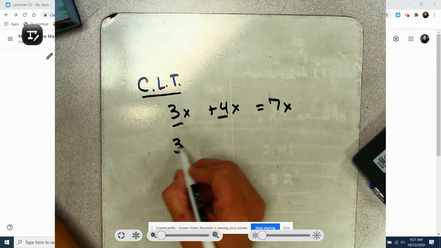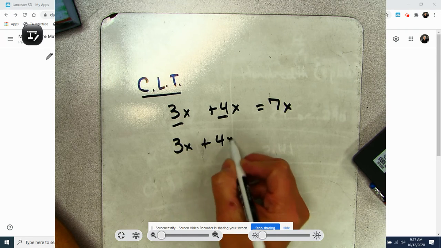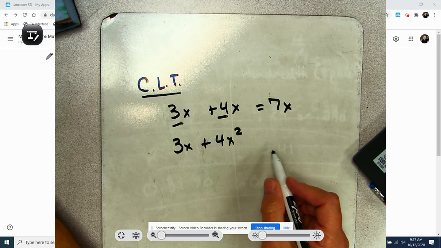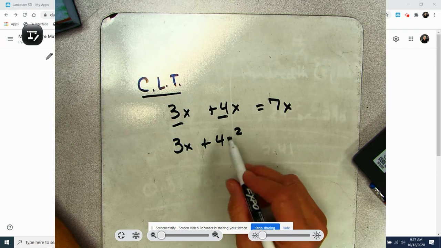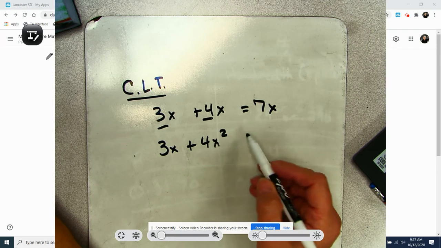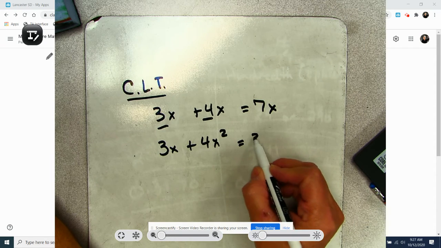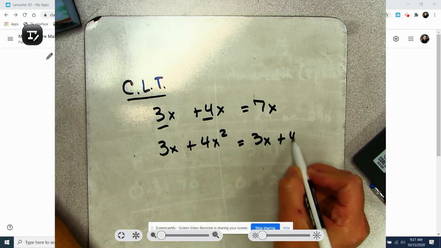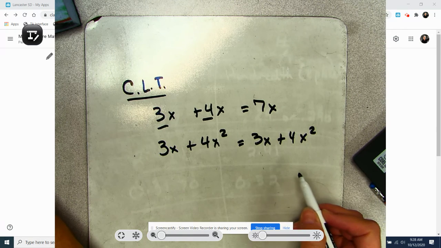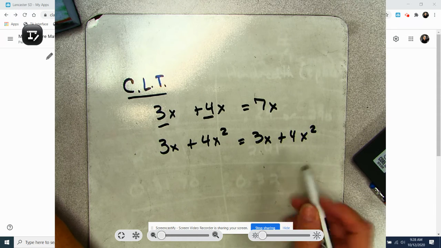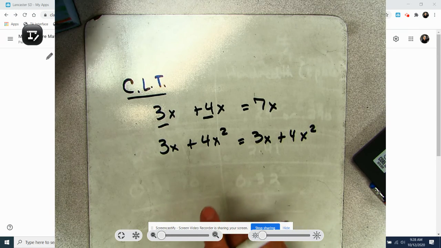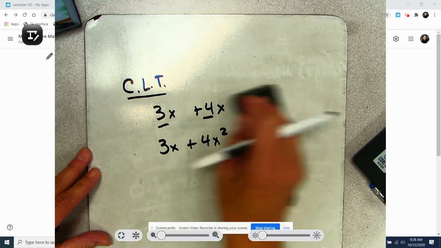Now, if you had 3x plus 4x squared, this you could not do anything with because they have the same letter, but they're not raised to the same power. So this would be 3x plus 4x squared. There's nothing you can do with it. So when combining like terms, you got to make sure it's the same letter raised to the same power.